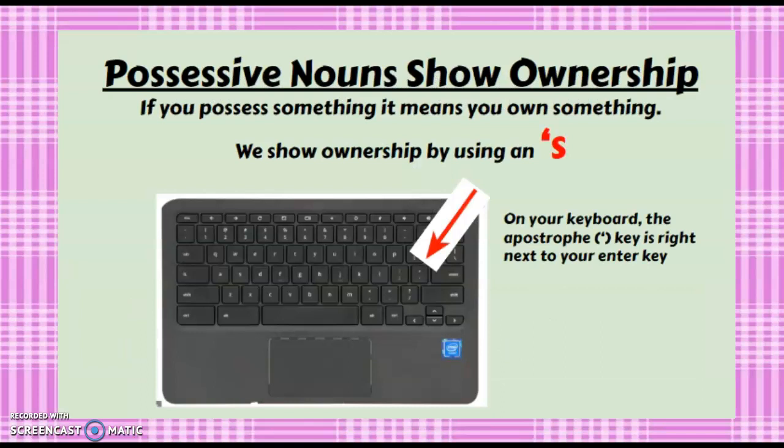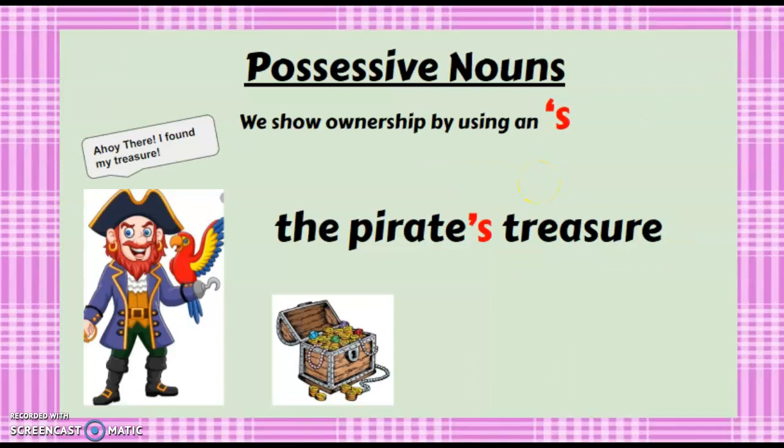I want to show you first of all on your computer keyboard where your apostrophe should be. So if you ever need to show that somebody owns something and you need to make an apostrophe S, you'll know what key to hit. So you'll see right here next to your enter key is the apostrophe key. You don't need to hit anything else, just that key, and sure enough, you will get an apostrophe. So when we're talking about possessive nouns, we're talking about ownership, and we show ownership by using an apostrophe S.